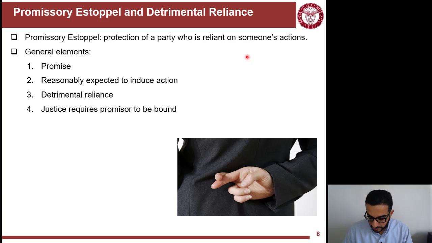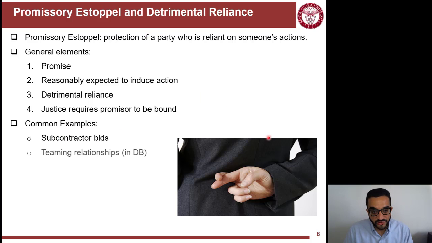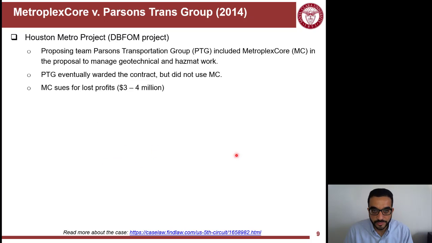So depending on the local law, this promissory estoppel can be limited. And a common example of that, like we said, is the bids from subcontractors or teaming relationships, which we'll see in design-build. So a case here is a Houston Metro project, a design, build, finance, operate, maintain project. So that's kind of a public-private partnership kind of delivery.